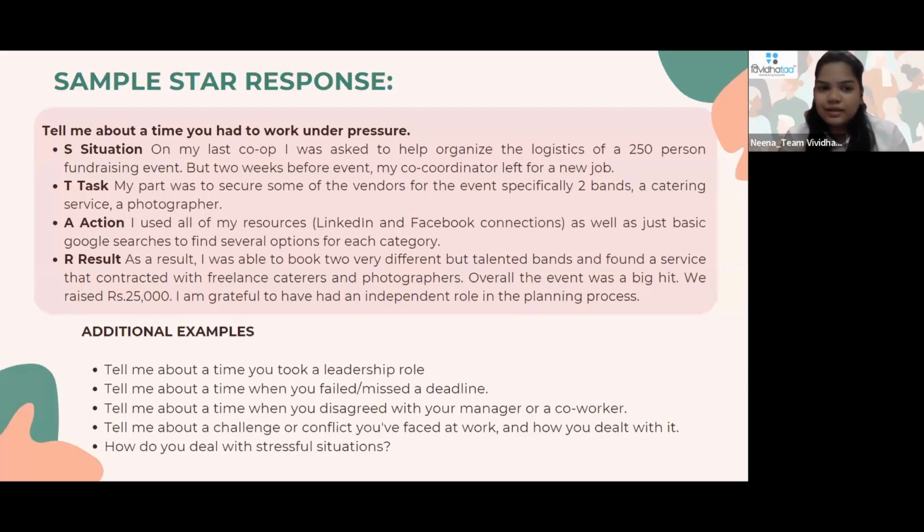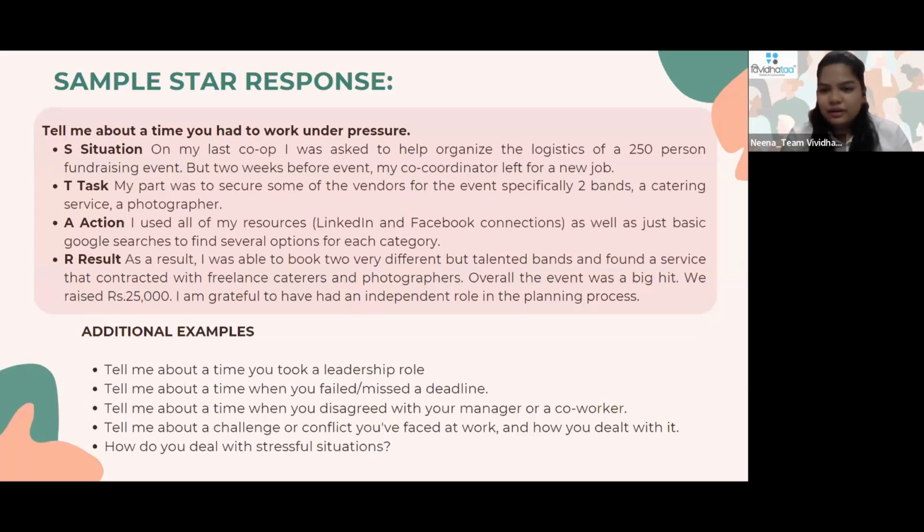Now, what was my task? My part was to secure some of the vendors for this event, specifically 2 bands, a catering service and a photographer. Now, this was my task. What was the action I took? I used all my resources, LinkedIn and Facebook connections, as well as basic Google search to find several options for each category. And then the result: I was able to book 2 very different but talented bands and found a service that contracted with freelance caterers and photographers.